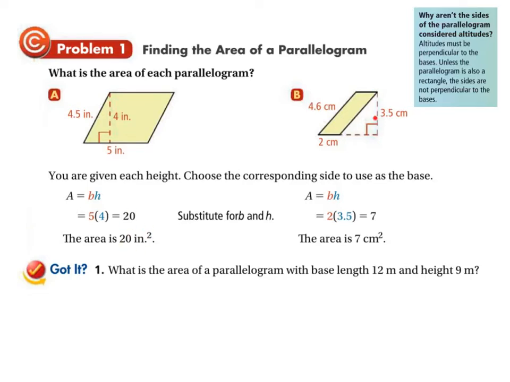Here we have this altitude of 3.5. We have this base of 2. 2 times 3.5 is 7. So we have an area of 7. The units are centimeters, and so centimeters times centimeters is centimeters squared for the units.